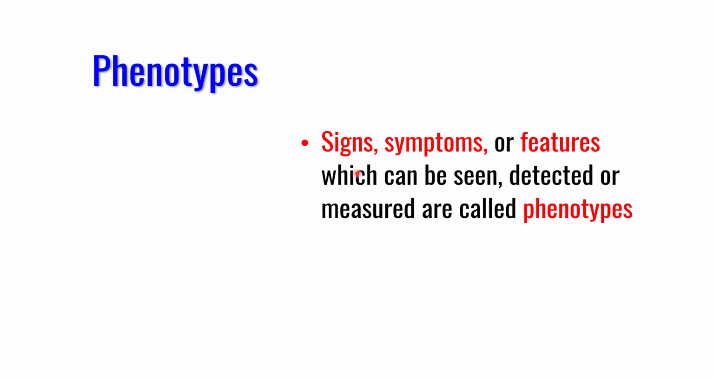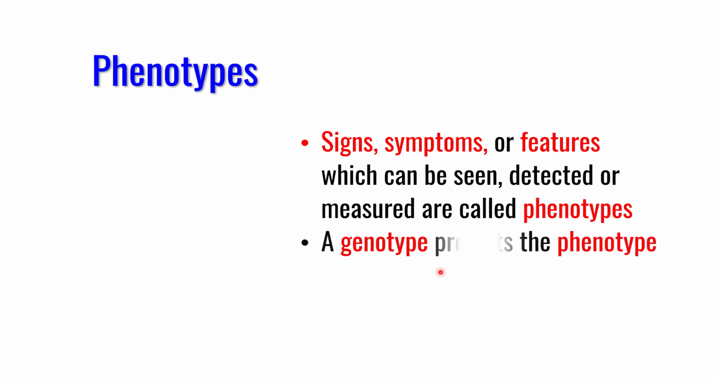So let us discuss phenotypes. Mendel conducted his experiment using 7 distinct traits and the corresponding contrasting phenotypes which were visible. However, this is not always the case. In many cases, phenotypes are not visible. They are detected only using a special technique. Therefore, phenotypes can be defined as signs, symptoms, or features which can be seen, detected, or measured using special techniques.